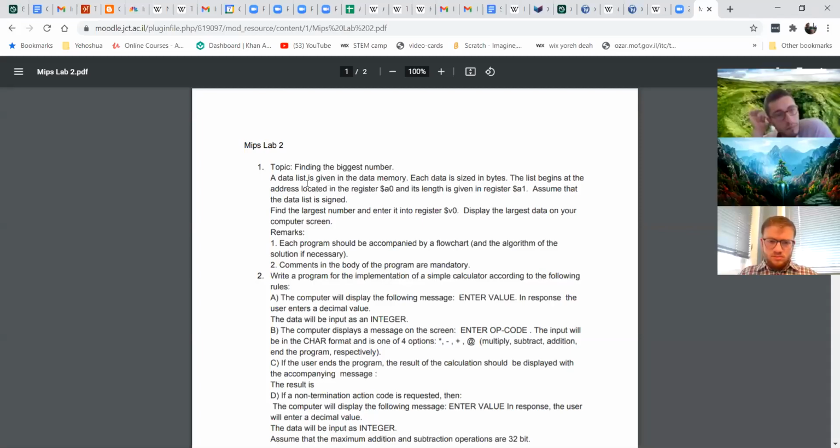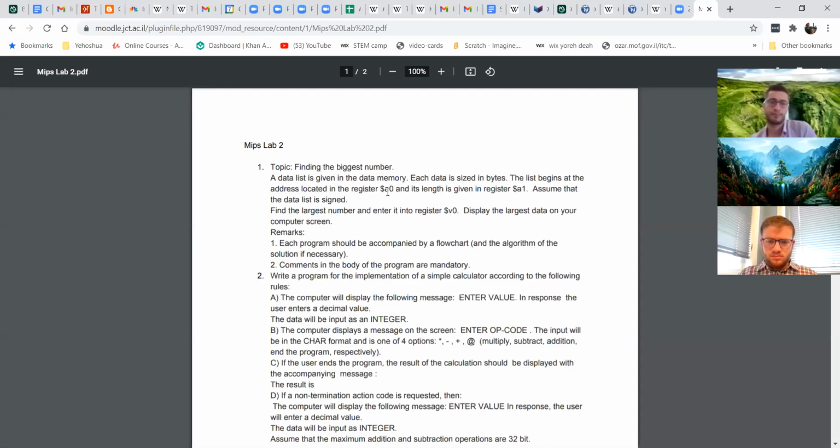Okay, so again, I'll just say it quickly. You have a data list in a data memory, which means make an array. It's in bytes this time, not in words. So that means the largest number would be like 100, and if it's 128, 127 would be the largest number. The smallest number would be negative 128.